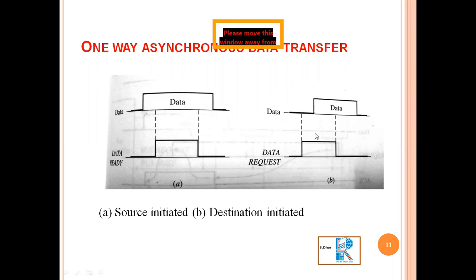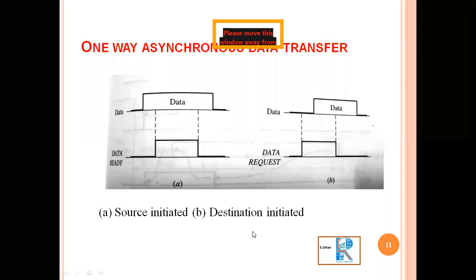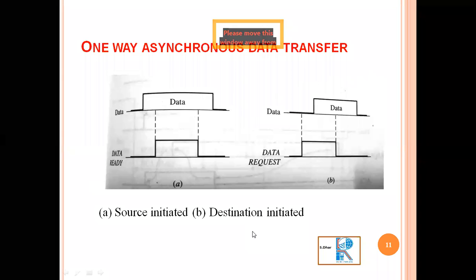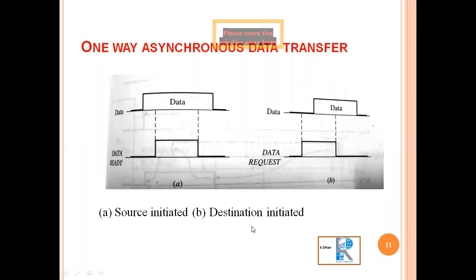Another is called the destination initiated. Here the destination is the master. It can initiate the transfer of the data. As the destination initiates the transfer, first the destination will request the data. After some time, the source will make the data line high. This is made by the source. So first the data request will come, and after some time the data will be high. That means data is available in the data bus. So this is the destination initiated data transfer.